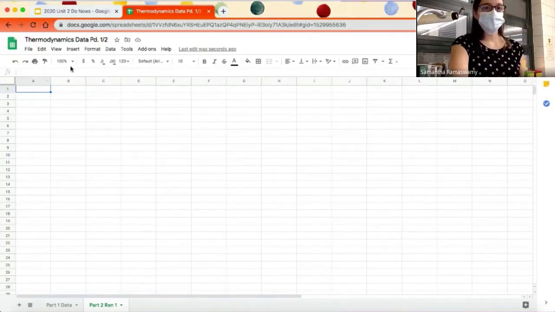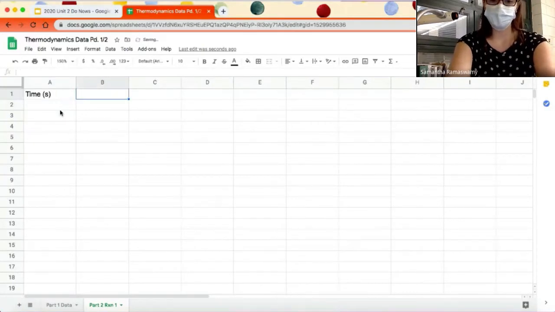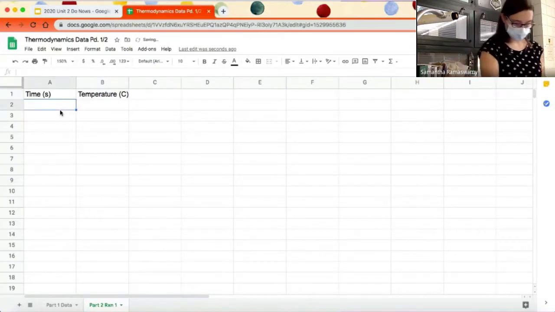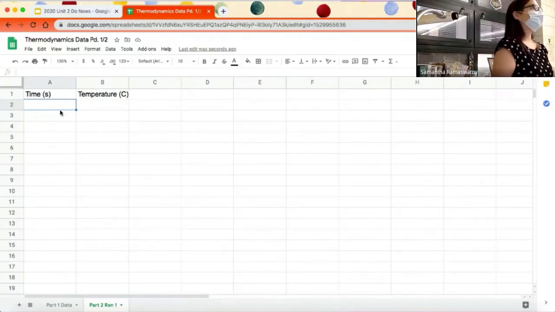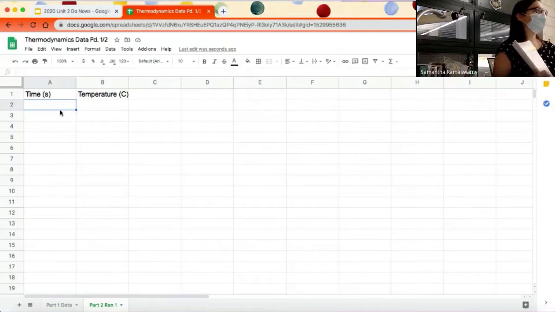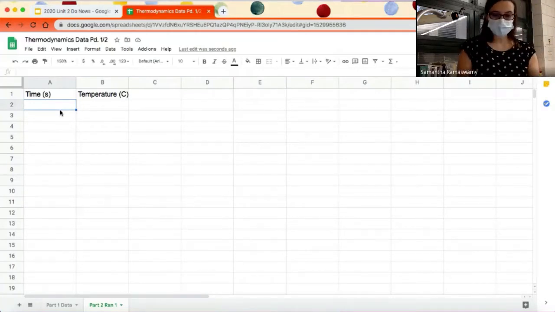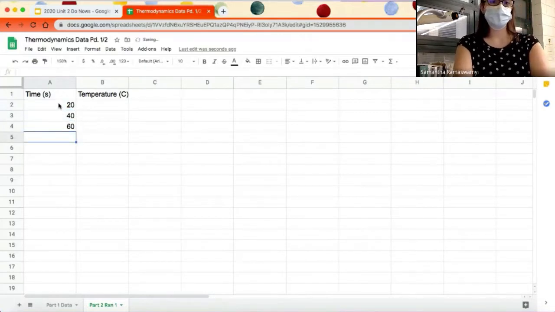Now what we're going to do is go in and graph just like we did yesterday. So I'm going to do time in seconds in column A, temperature in degrees Celsius in column B. We are looking at part 2, reaction 1. We are going to fill in the data from data table 2. This is why having our data tables labeled makes it easy to reference. So for data table 2, time is still every 20 seconds up to 180 seconds.